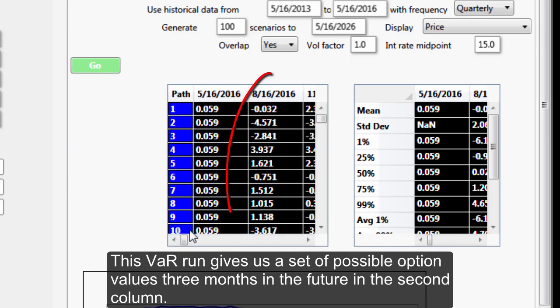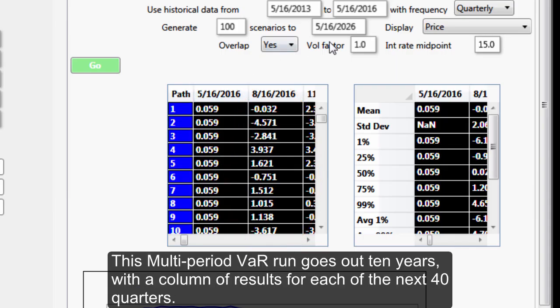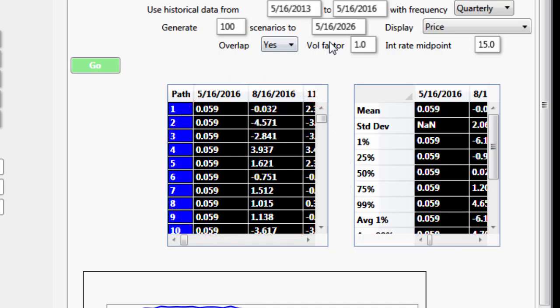This VAR run gives us a set of possible option values 3 months in the future in the second column. This multi-period VAR run goes out 10 years, with a column of results for each of the next 40 quarters.